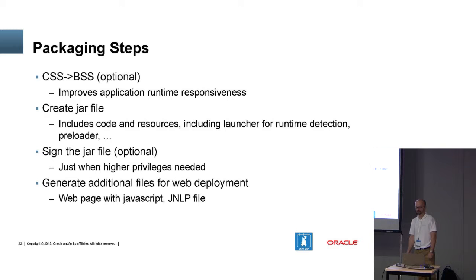To create a deployment package, there are several steps that can and must be done. First of all, we can compile the CSS files in the application to a binary form. This is important for the experience of the user because the compilation at runtime can take some time, but when it is precompiled to the BSS format, it's much faster and better for the experience from the program. After this compilation, the tools will create a jar file for you, and if you want, you can sign that jar if you need higher privileges for the program. And the last final step would be to generate files for web deployment, the JNLP file or the applet, including the applet in your custom web page.